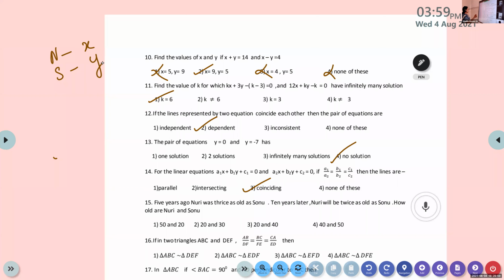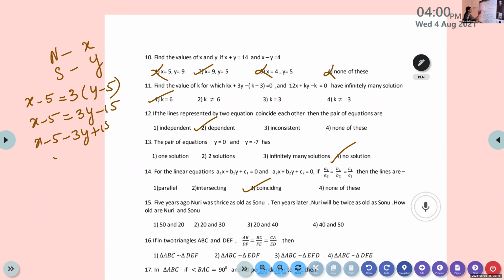5 years ago, Nuri was X minus 5, equal to 3 times Y minus 5. So X minus 5 is equal to 3Y minus 15. So X minus 5 minus 3Y plus 15 is 0. So we get X minus 3Y plus 10 as 0. This is the first equation.